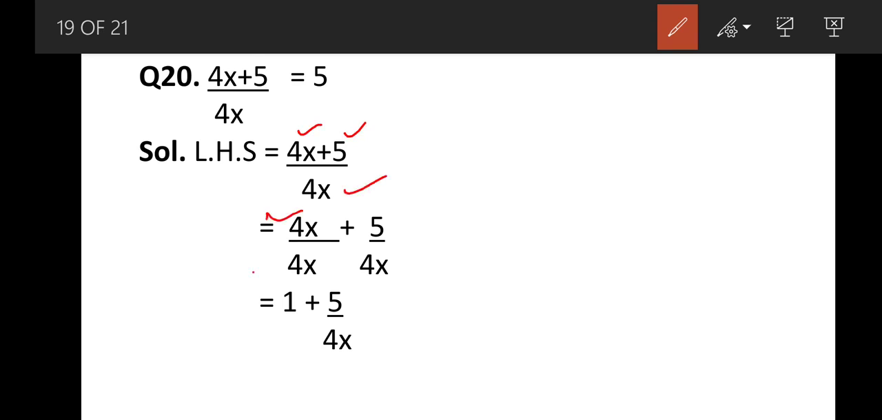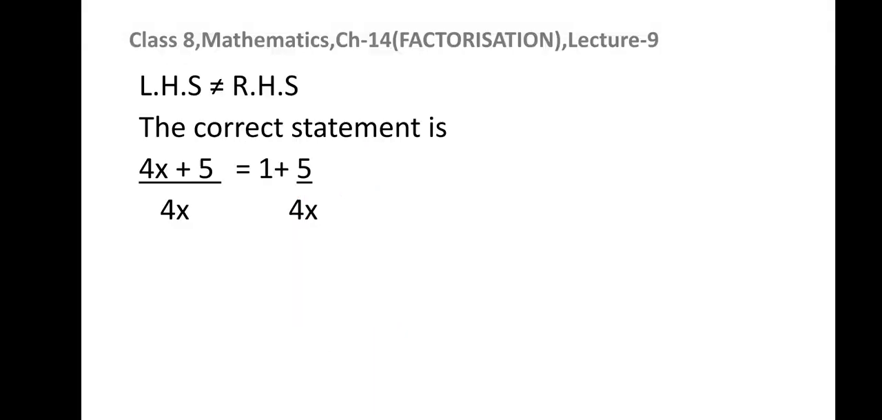4x is to be divided by 4x plus 5 over 4x. 4x, when it is divided by 4x, it will get cancelled out. So you will be getting 1 plus 5 over 4x. So it will be 1 plus 5 over 4x as the answer, not 5 as it is given to us in the question. So left hand side is not equal to right hand side. The correct statement is 4x plus 5 divided by 4x is equal to 1 plus 5 over 4x.